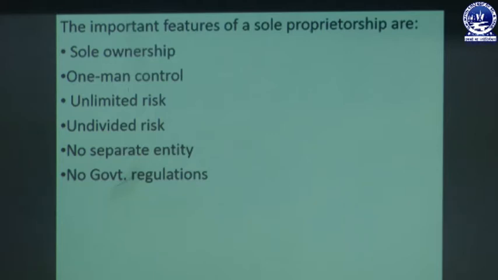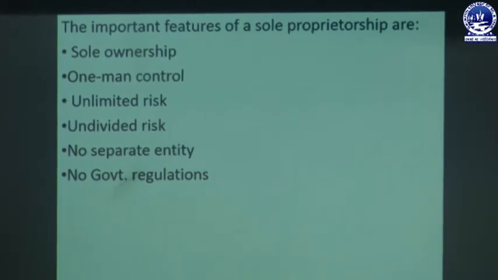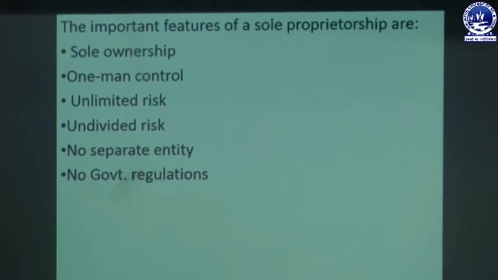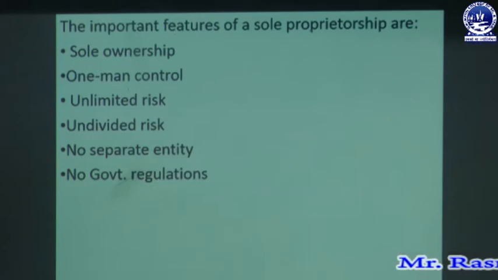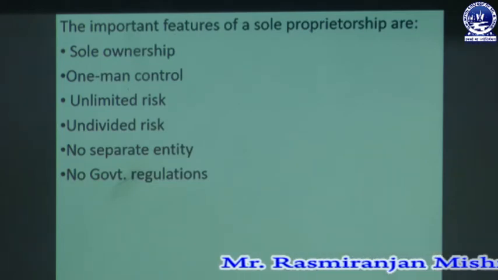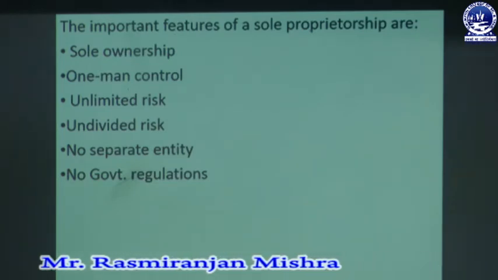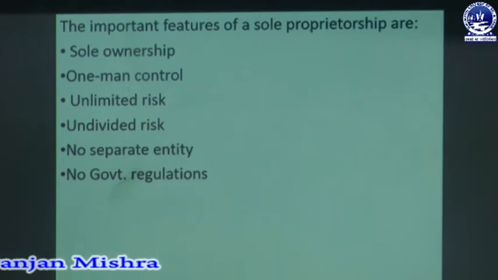Then unlimited risks. Unlimited risk signifies that as it is controlled and operated by a single individual, the person concerned takes an unlimited amount of risk for managing all the activities of the business. Undivided risks. Risk is controlled by only one person, as it is a one man ownership business. So, that is not divided by others or by outsiders.